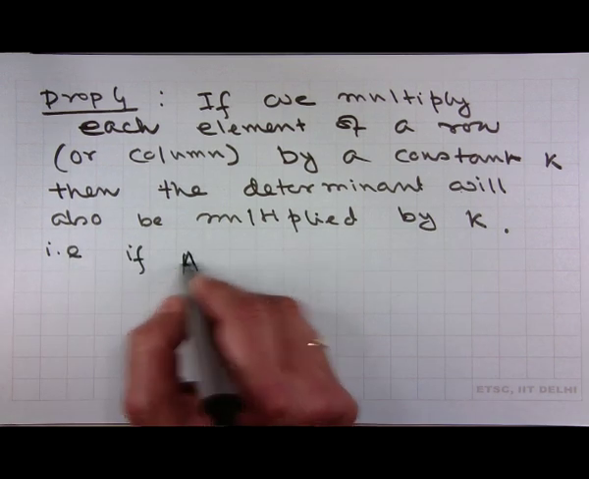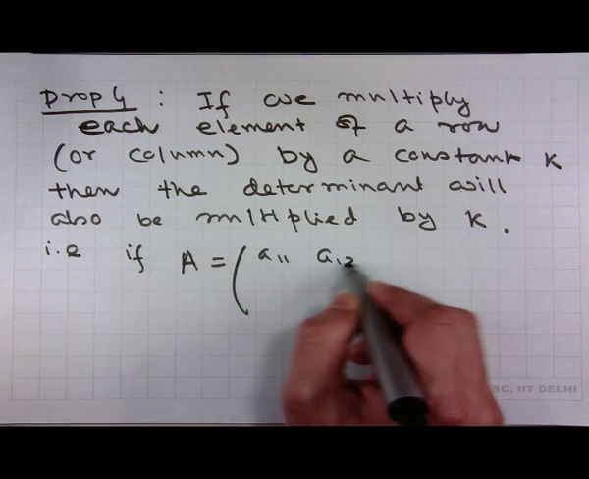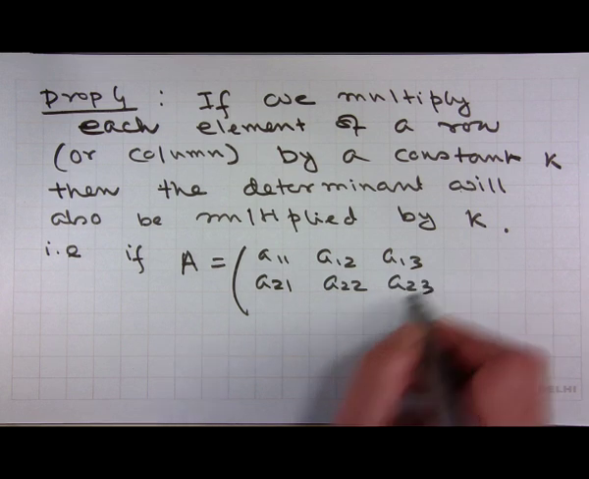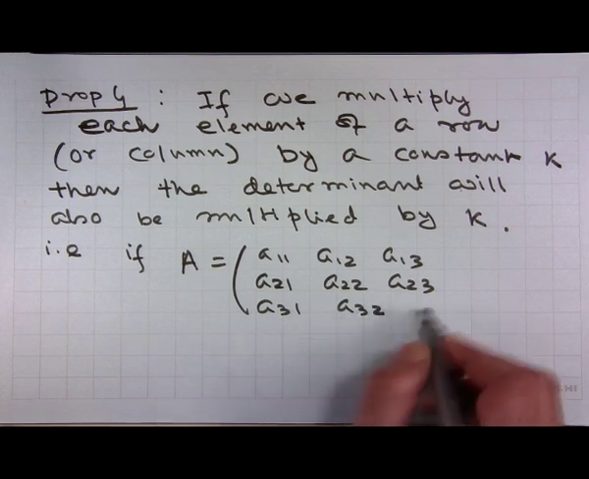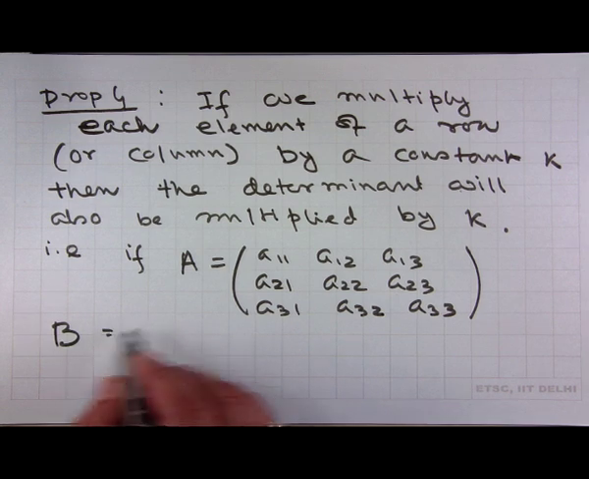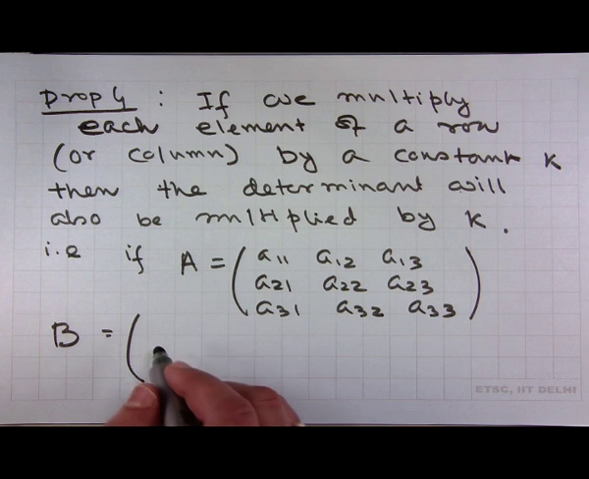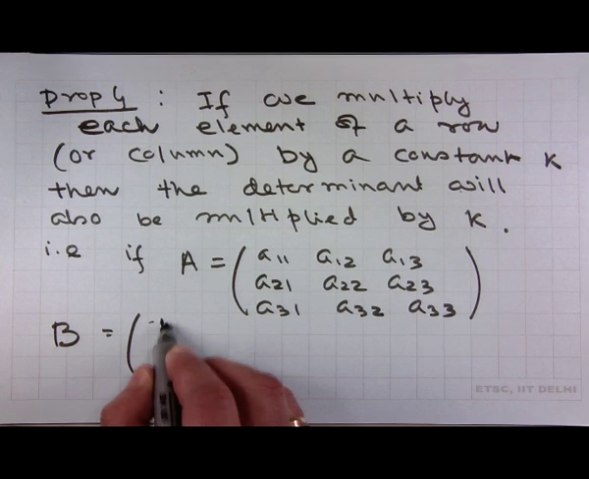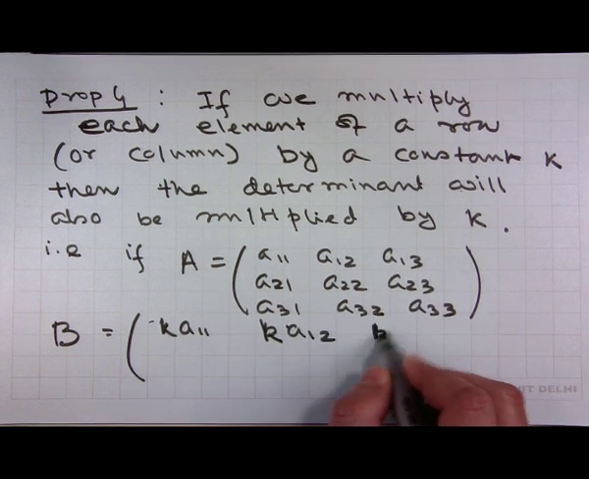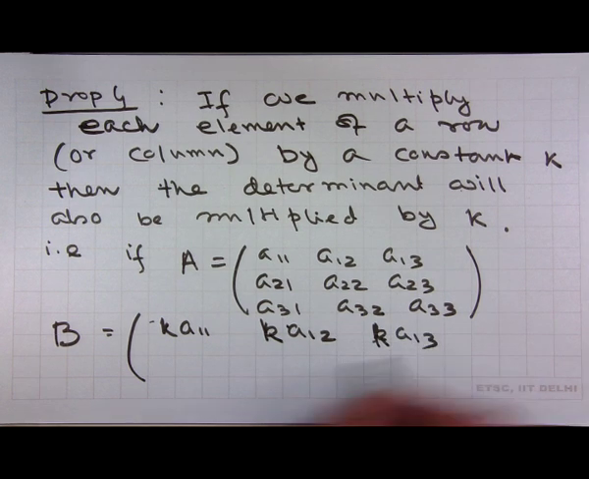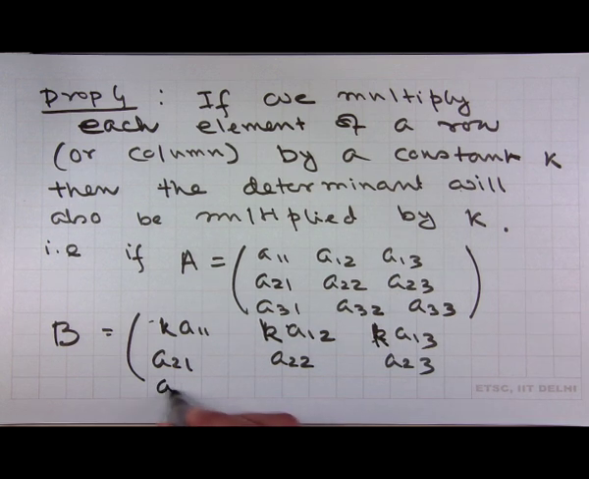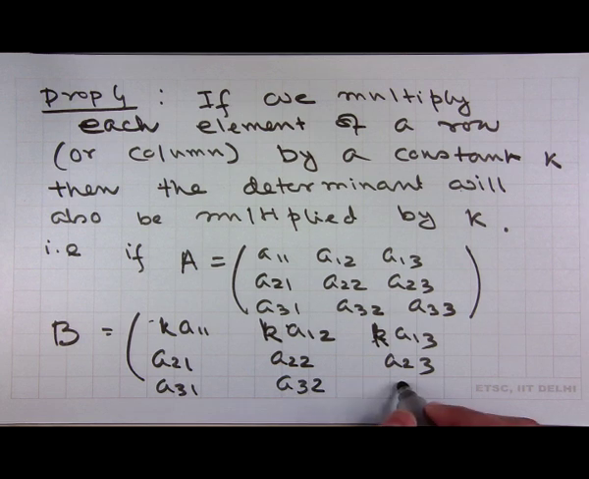Or in other words, if A is equal to a11, a12, a13, a21, a22, a23, a31, a32, a33, and we get a new matrix B, say by multiplying the first row with k, then the elements of B are k a11, k a12, k a13, a21, a22, a23, a31, a32, a33.